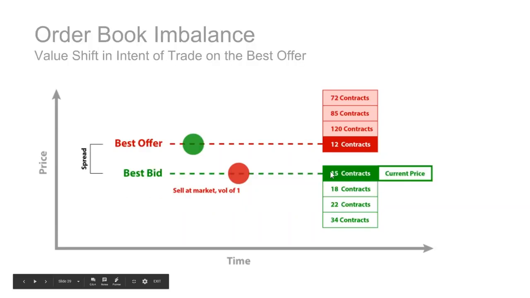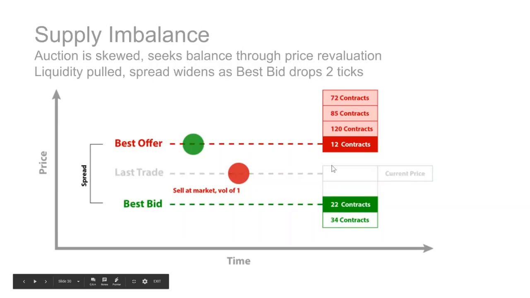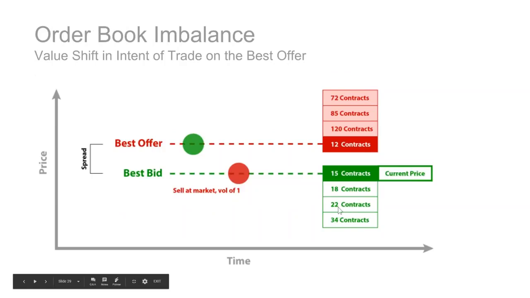Well, we can see here these 15 and 18 contracts here on the bid. These guys, they get scared. They don't want to trade any longer at these levels, and they'll pull their liquidity. Our last trade still occurred here with that volume of 1, but the best bid has now shifted down a couple of ticks. So now we're down here 2 ticks lower at 22 contracts.